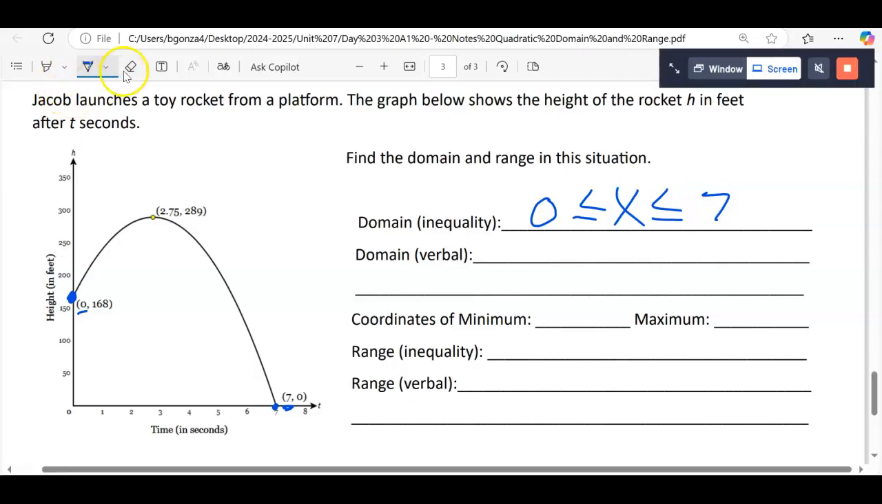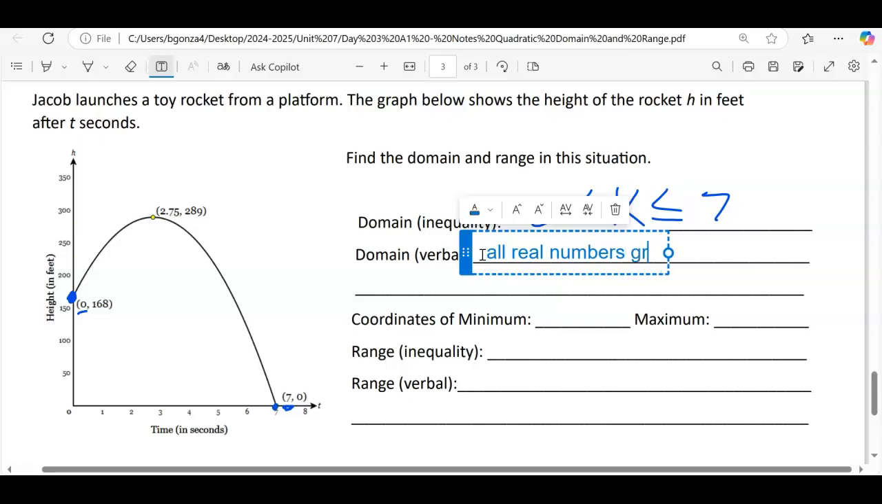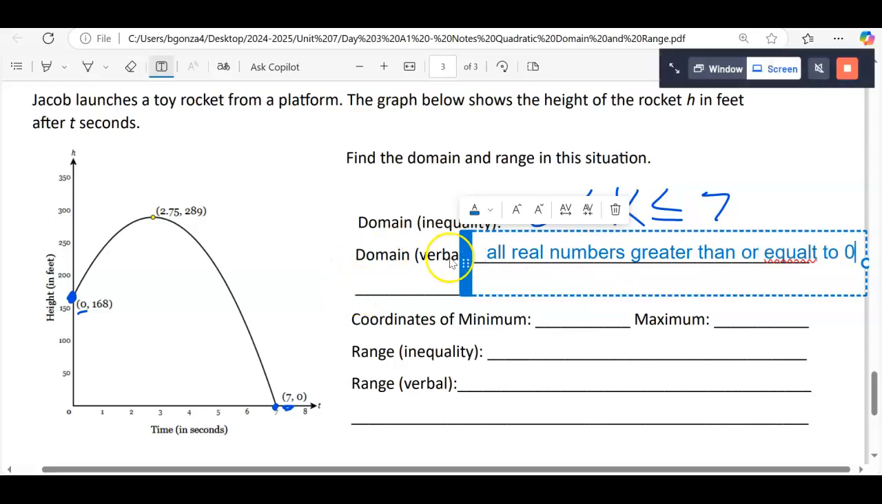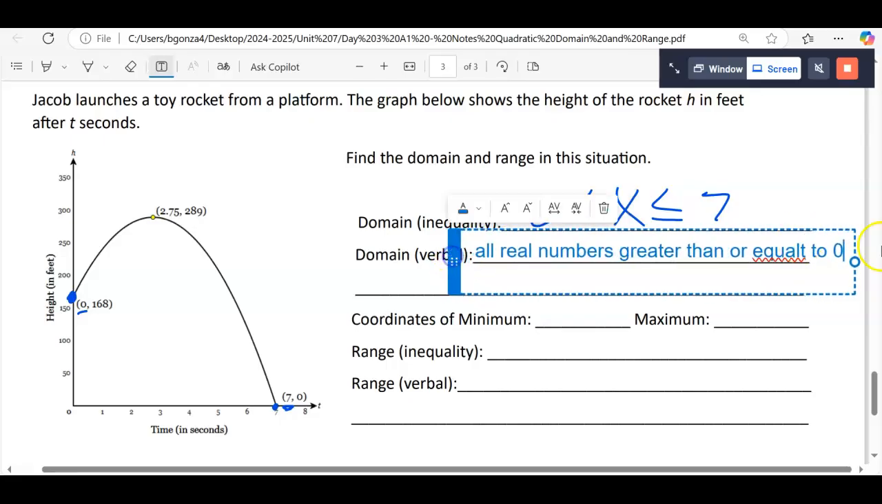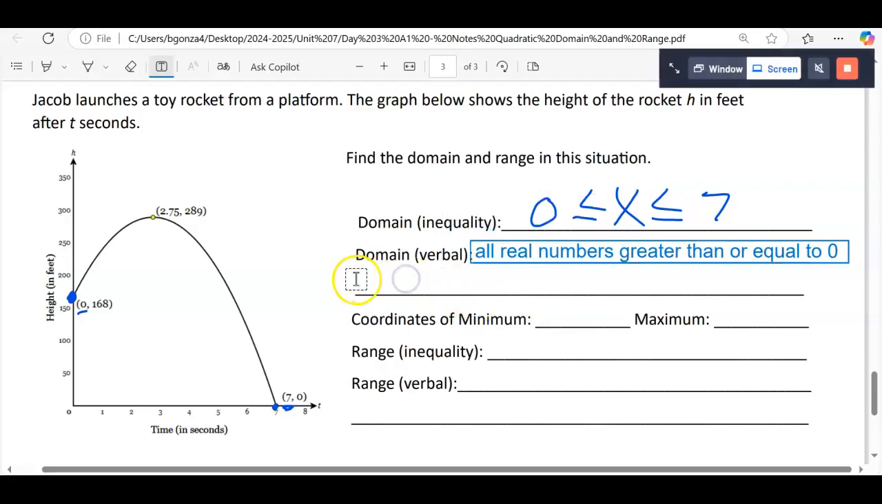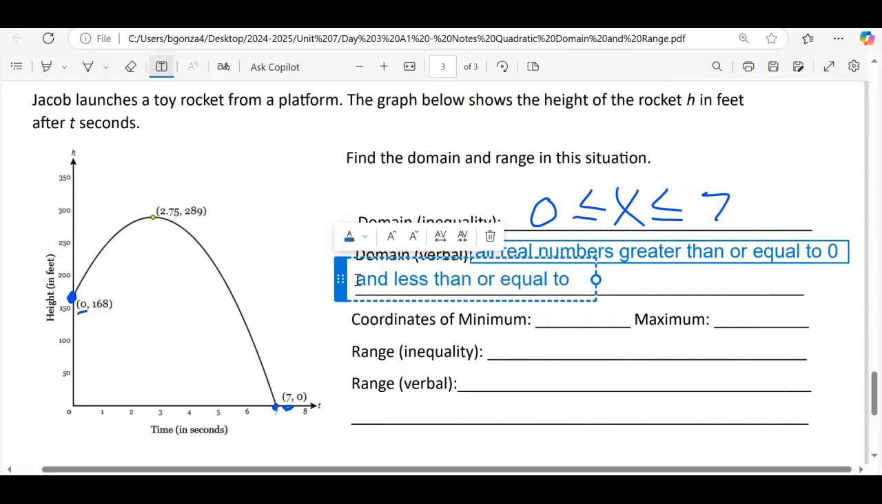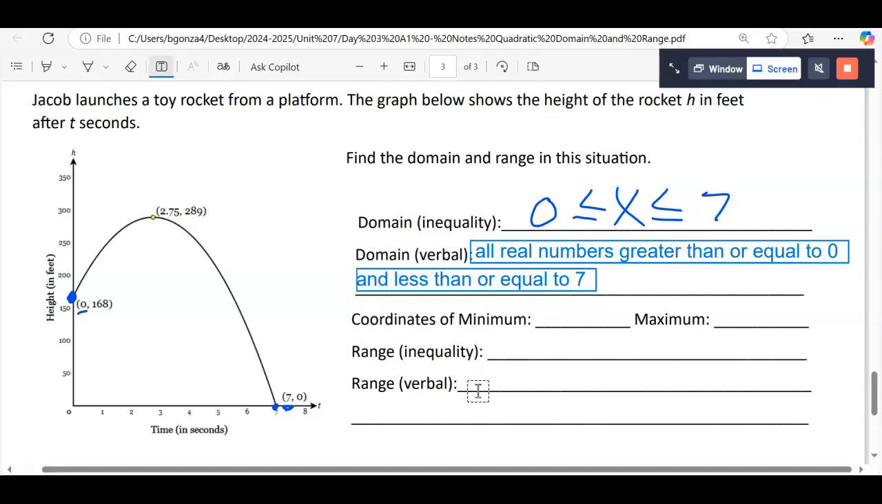Then we can verbally say it. We always start with all real numbers. Now we're going to say greater than or equal to the smallest value, which was 0. And then less than or equal to the highest value, 7. Cool.